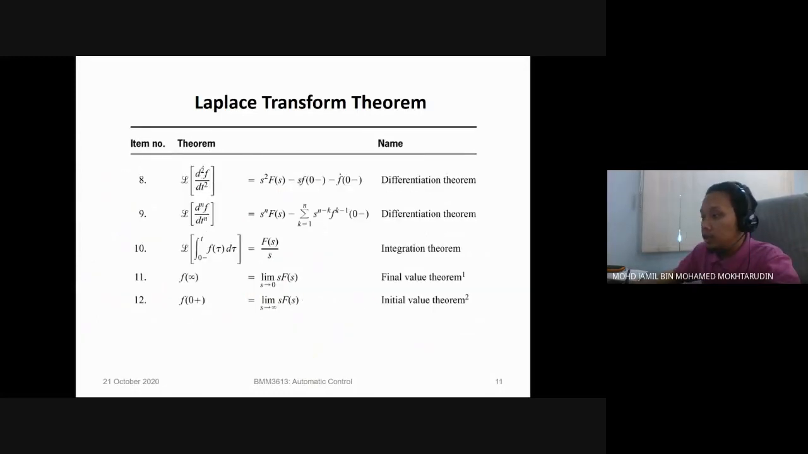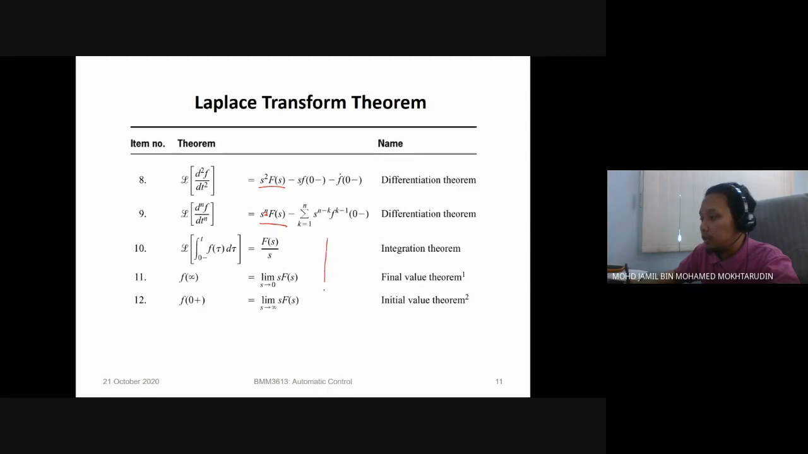And if you have d squared f dt squared, you just multiply with s squared times F. So if you have differentiation of any power, it becomes s to the power of n multiplied with F.